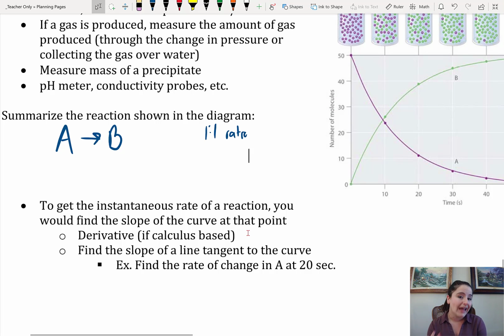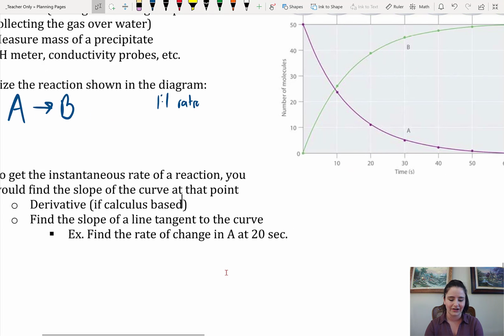Now, to get the instantaneous rate of a reaction, we would have to find the slope of the curve at that point. There are a couple different ways you can do this. If you have taken calculus and you know how to find derivatives on your calculator, from data you can graph it and find the derivative, or you can always do it by finding the slope of a line tangent to that curve.